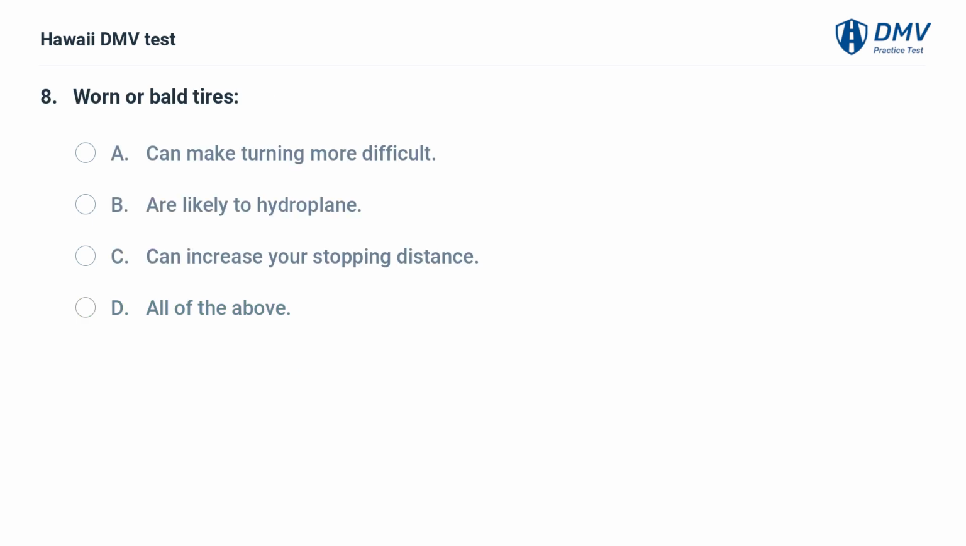Worn or bald tires: A. Can make turning more difficult. B. Are likely to hydroplane. C. Can increase your stopping distance. D. All of the above.